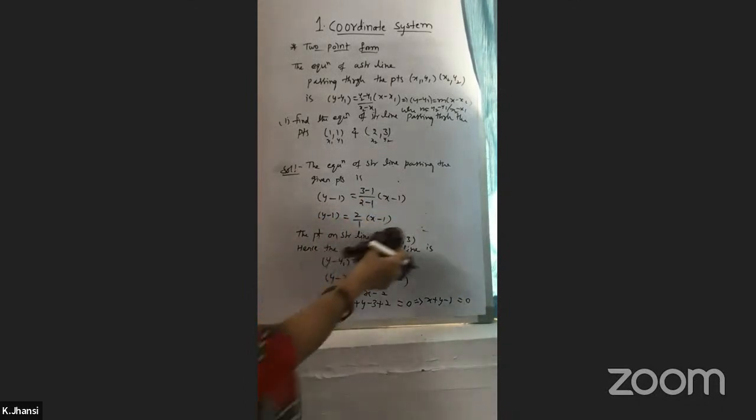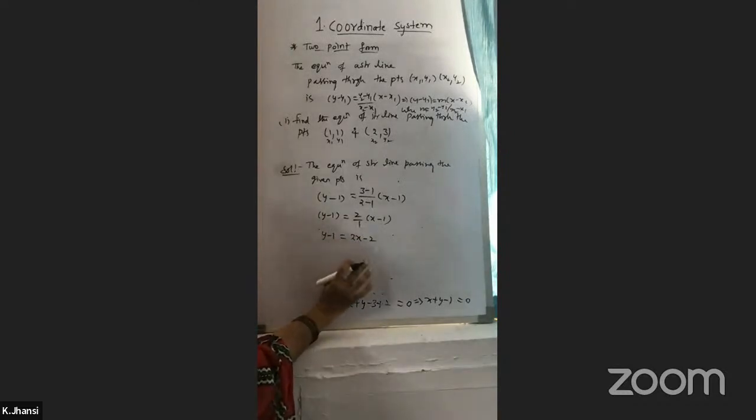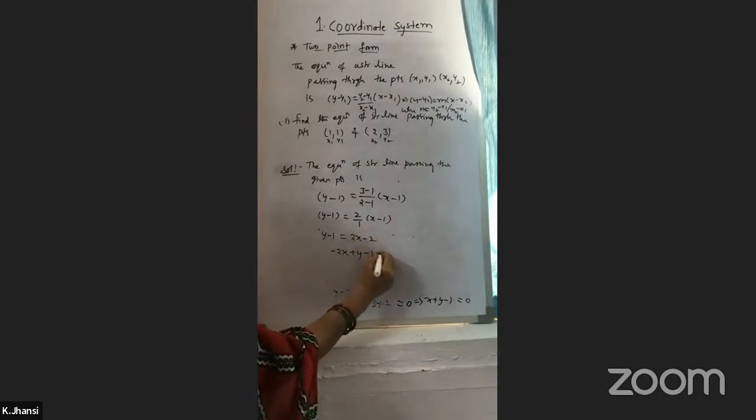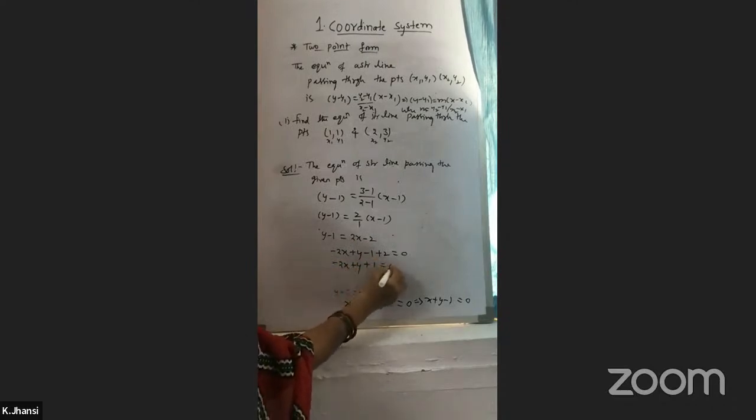Now you cross multiply that one. If we cross multiply, what will we get? y minus 1 equals 2x minus 2. Okay. Already I have told, x should be first, after that y, after that the constant. So the x term will come here as minus 2x. Already y is there, plus y. The minus 1 will come to that side, plus 2 equals 0. So minus 2x plus y, this is plus 1 equals 0.